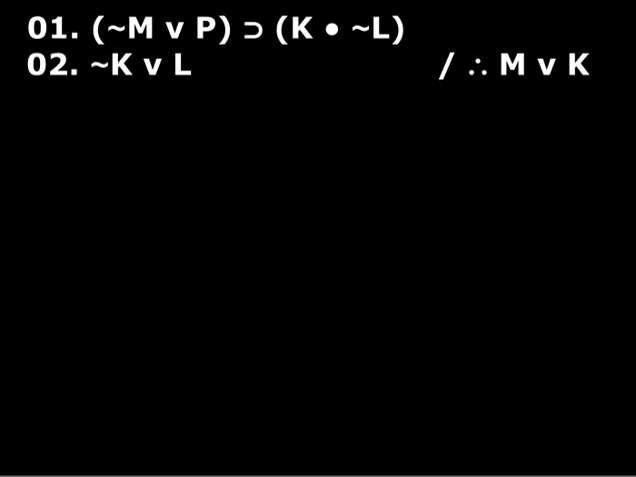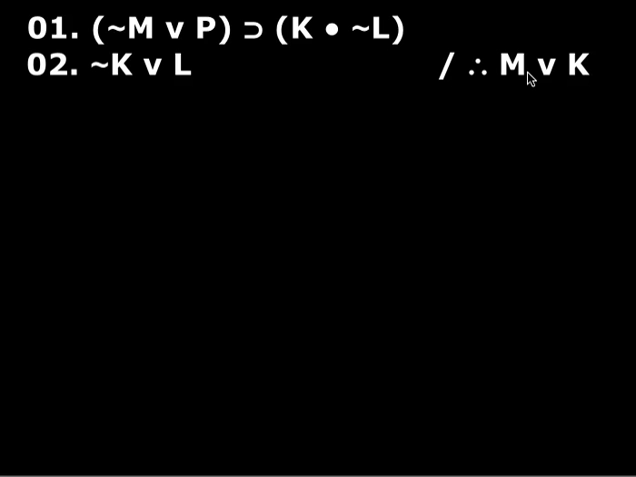Now I could just use indirect proof, just assume the negation of the conclusion, not M or K, and then derive a contradiction. Though notice, if I get M by itself or K by itself on a line, I can get M or K by the rule of DI. So that's what I'm going to do this time. I'm going to try and see if I can get M by itself. If I can, then I can get M or K by disjunction introduction.